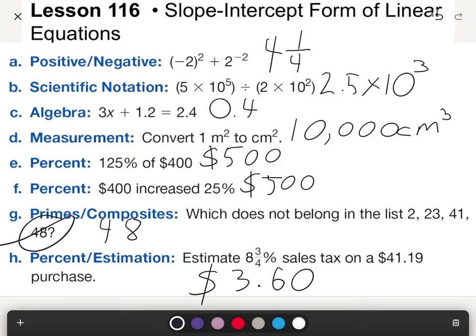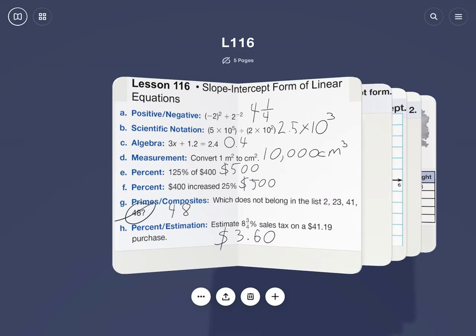Okay, so today we're talking about slope-intercept form of linear equations. And yes, we are into the last 5 lessons of the Saxon math book. And, well, it's going to kind of show in this lesson.